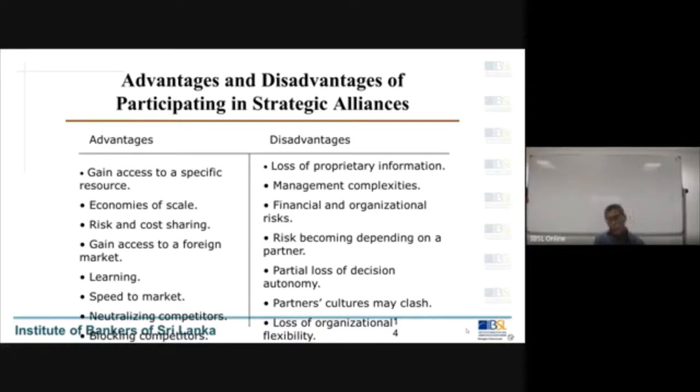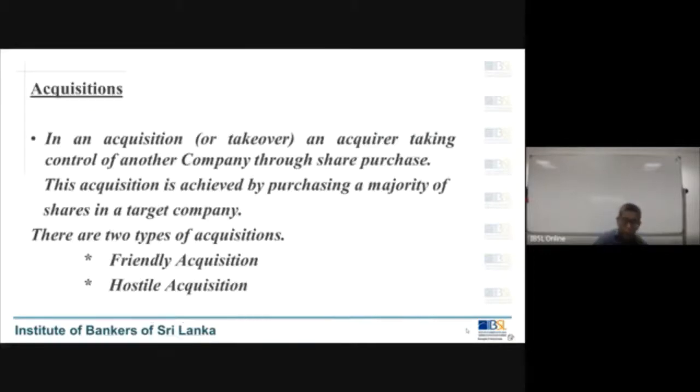So the second important strategy is what you call acquisition and merger. It's a very famous cooperation strategy called acquisitions and mergers. Let me first explain. Now, mergers and acquisitions basically mean a consolidation of companies. Usually, it is a consolidation of companies.